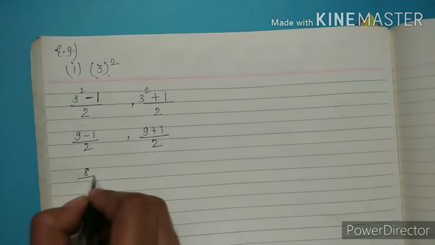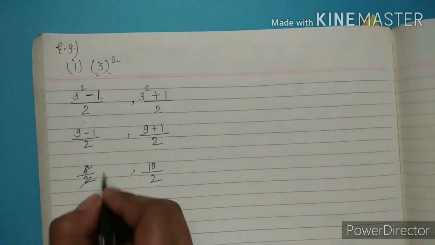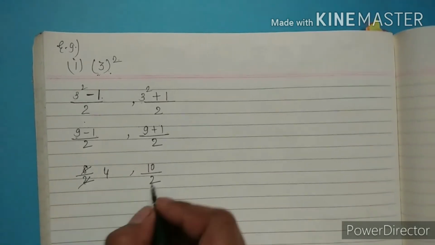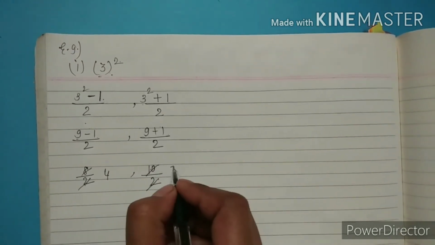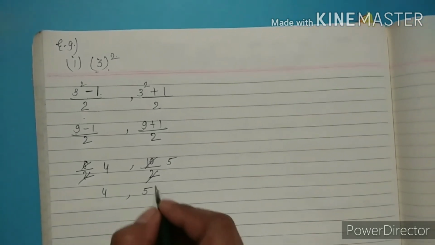9 minus 1 is 8, divide by 2. 9 plus 1 is 10, divide by 2. So when we reduce it, 8 by 2 gives us 4, and 10 by 2 gives us 5. So here we have the first number 4 and the second number 5.